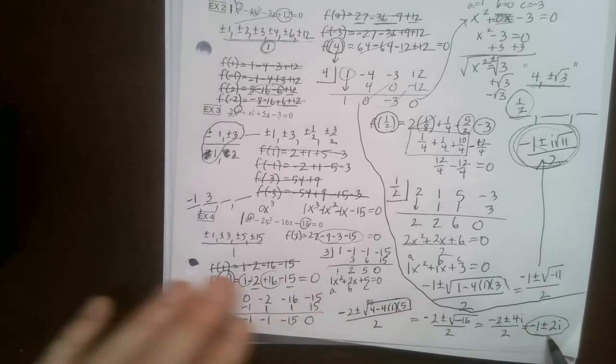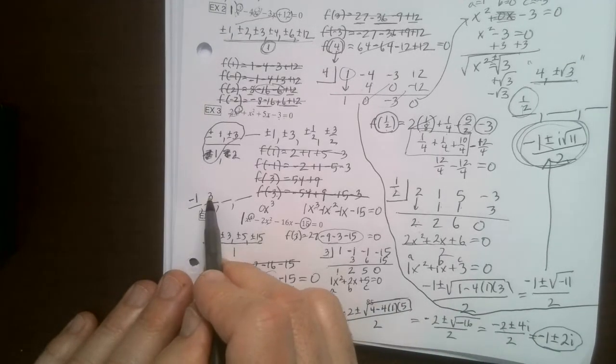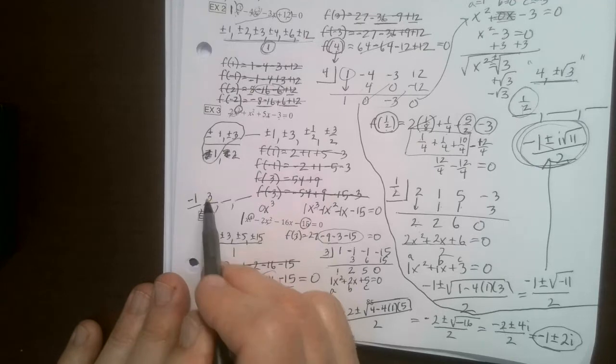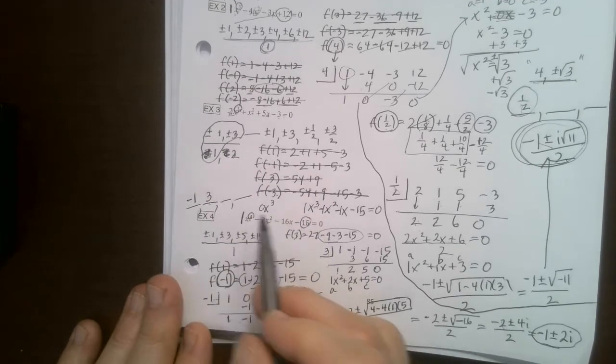Unbelievable. There's 2 answers. And here's 2 answers. How many answers did we get? 4. How many were we supposed to get? 4. So we're good. Done.